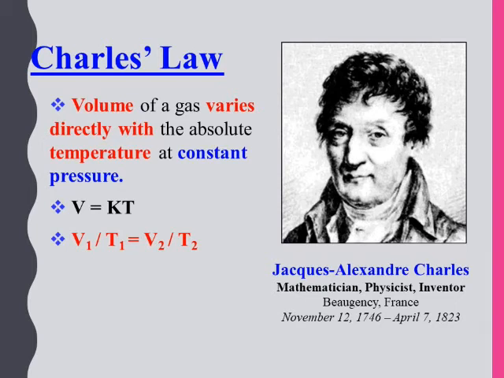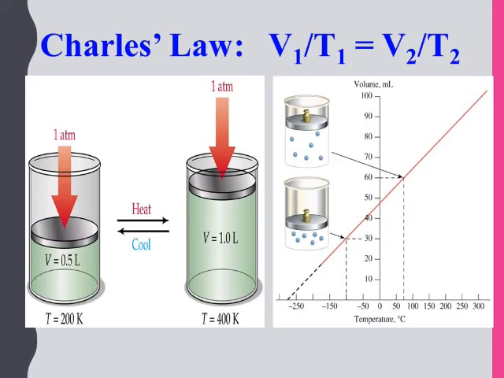Charles' law was founded by Jacques Alexander Charles. Charles' law is about when the volume of a gas varies directly with the absolute temperature at constant pressure. So if volume goes up, then temperature will also go up. If you increase the temperature, the volume will also go up. If you decrease the volume, the temperature will also decrease.